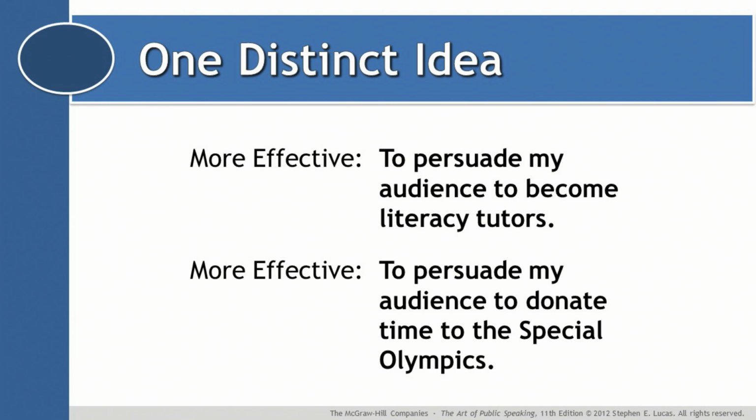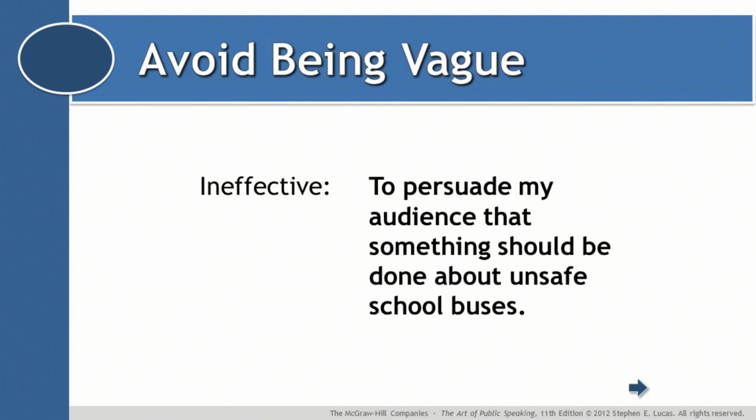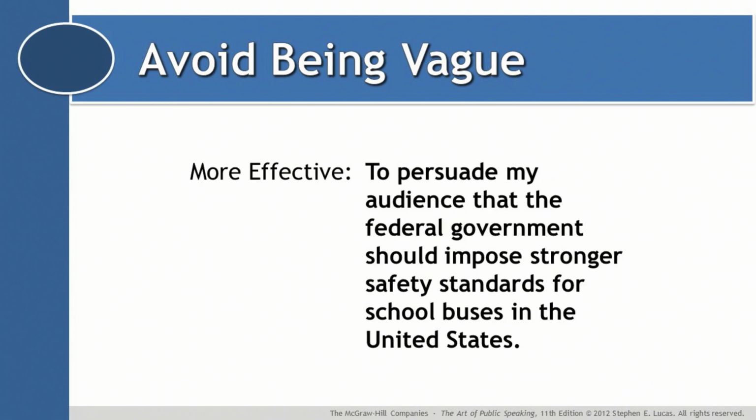The final guideline that we're going to take a look at has to do with avoiding being vague. To persuade my audience that something should be done about unsafe school buses. So what makes the buses unsafe? How should we fix it? We don't have a lot of information to go on. So to make that less vague and more concrete, we would rewrite it to say, to persuade my audience that the federal government should impose stronger safety standards for school buses in the United States.